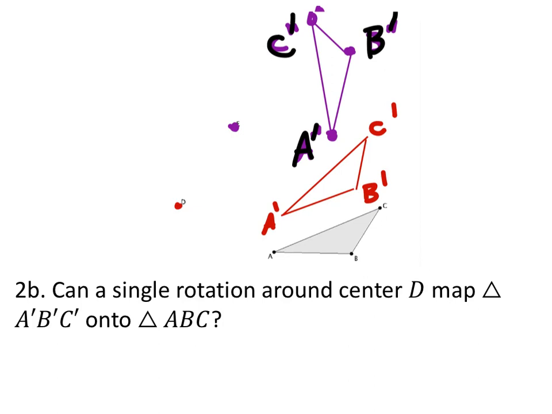One other thing we may notice on this is that A prime is a different distance away from the center of rotation than A is, which means they have different radii. So it wouldn't be able to even get close to that point if we rotated it back over there.